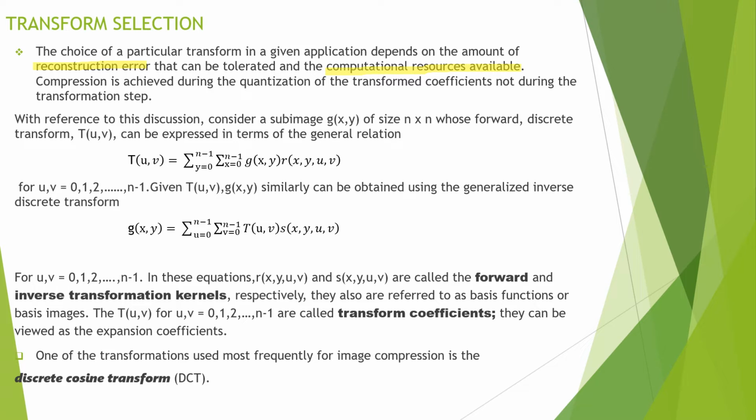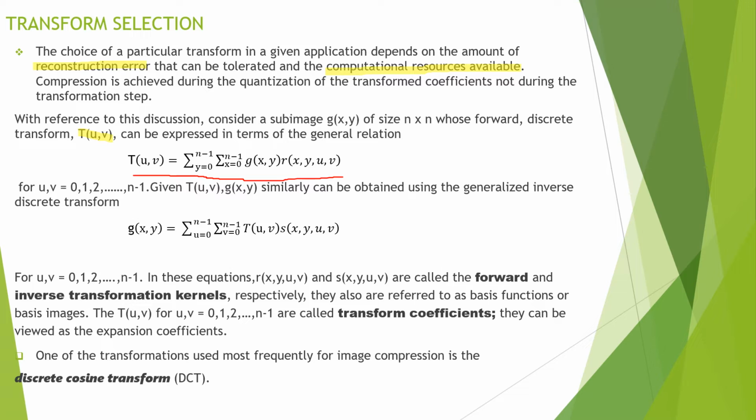With reference to this discussion, now let us consider a subimage g of x comma y of size n into n, whose forward discrete transform T of u comma v can be expressed in terms of a general relation. T of u comma v is equal to sigma y equal to 0 to n minus 1, sigma x equal to 0 to n minus 1, g of x comma y, r of x comma y comma u comma v. Here u comma v are from 0 to n minus 1.